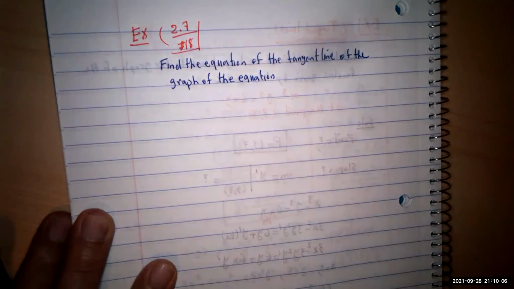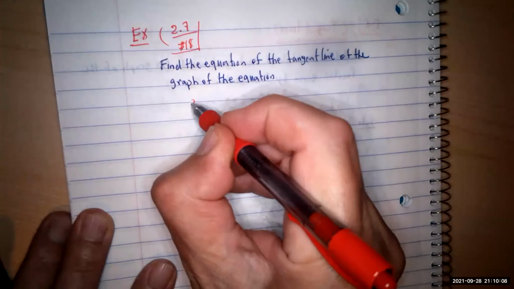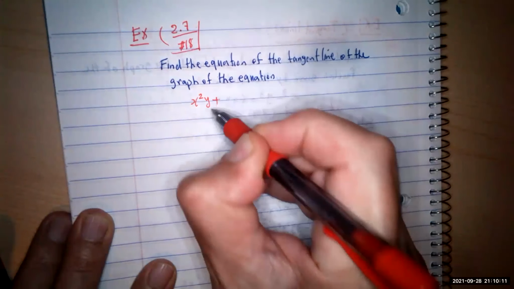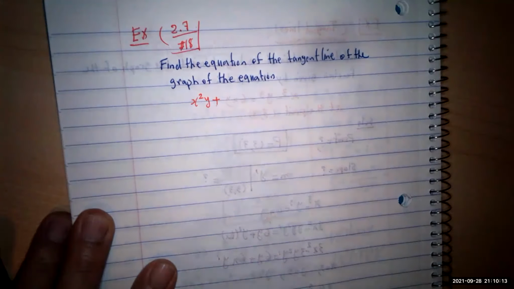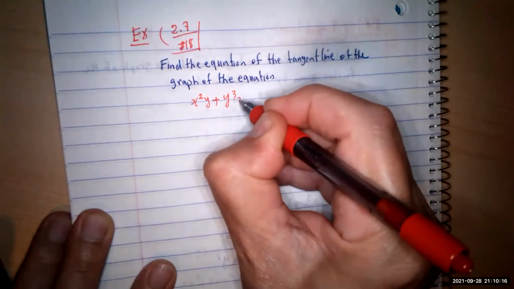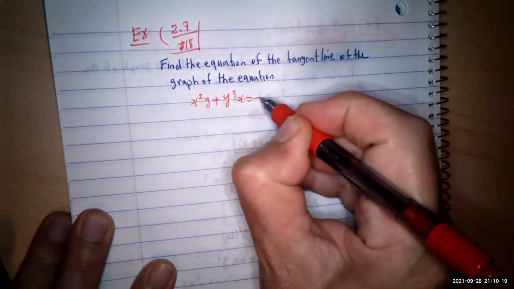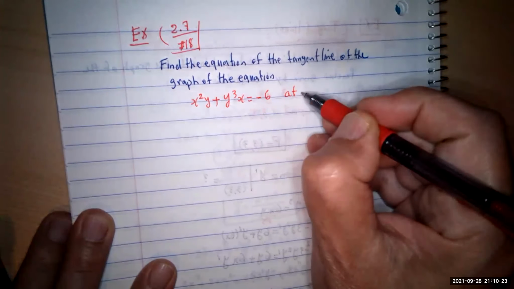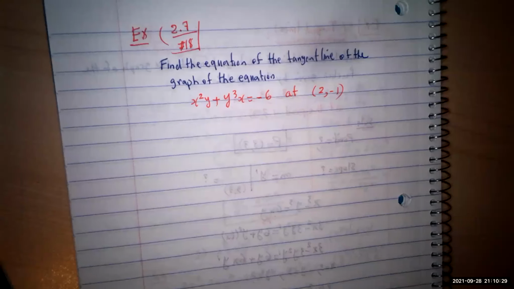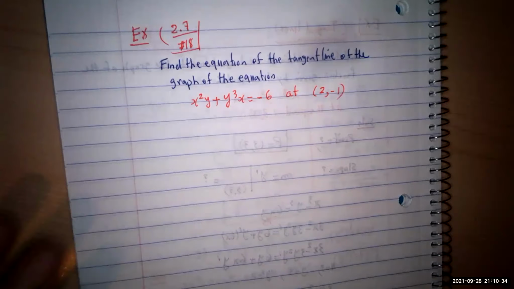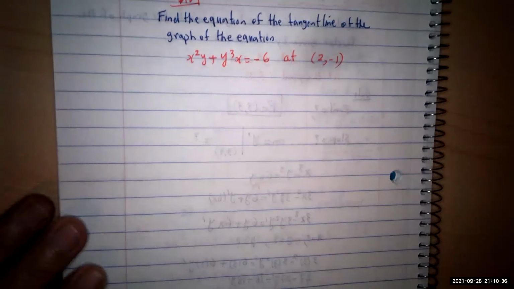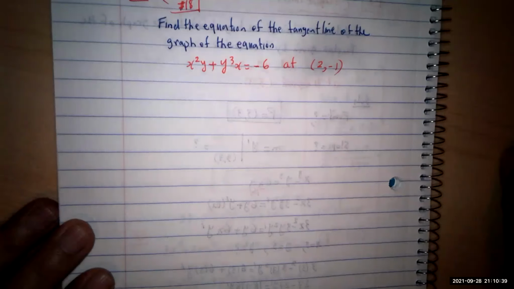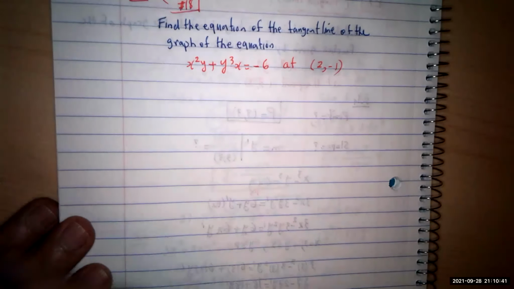I just picked 18 because there are a couple of products. This is the one that we usually worry about. It's x squared y plus y cubed x equals -6. At what point? The point is (2, -1). Let's try this one. It's a little bit more involved to differentiate, but it's not bad. So we learn how we take care of those problems. We have two products to take care of.